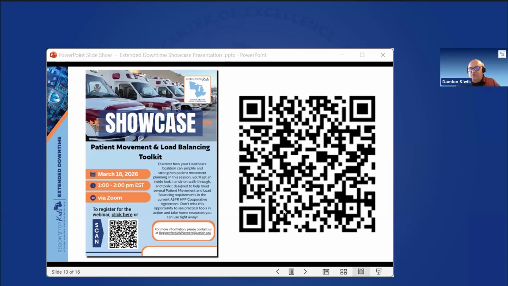So I would just like to take one opportunity to promote a follow-on activity. Third in our series, as Dr. Ruffing mentioned at the beginning, we are developing a similar toolkit for the patient movement and load balancing activities as required in the ASPR HPP Cooperative Agreement. That toolkit is a little more challenging, so we're giving ourselves a longer leeway to develop it. But if you're interested in registering and attending and potentially using that toolkit, this QR code will take you to registration for an 18 March showcase.